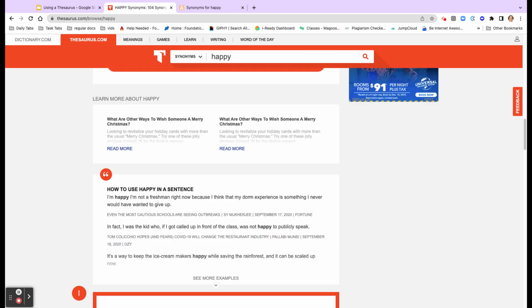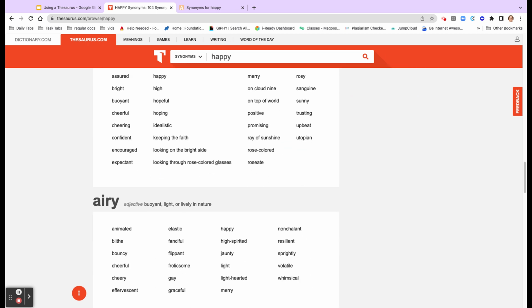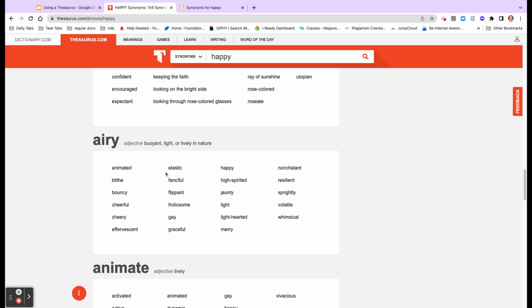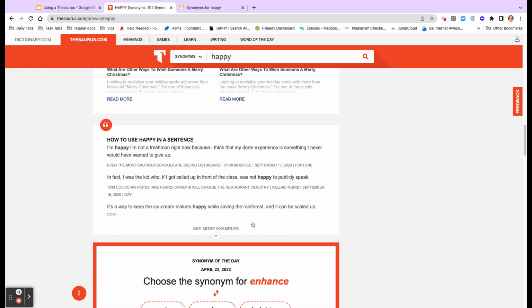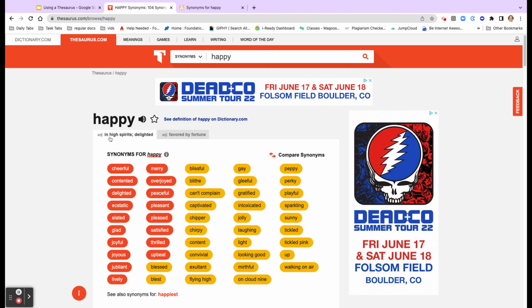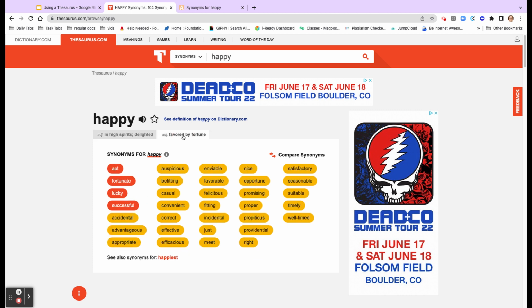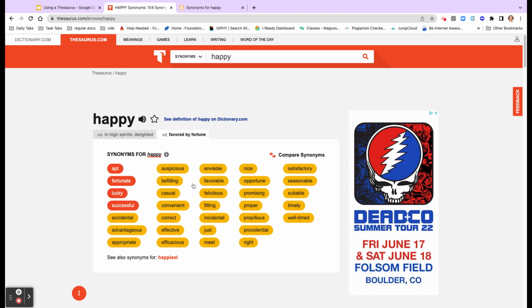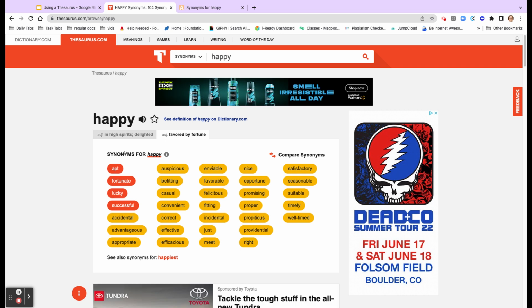And then of course you can scroll down and say, well, similar to airy, are there more? How are they related, and what's the next one over? But you'll see that this one means in high spirits or delighted, like I'm happy to go to the party. Whereas this one, favored by fortune, is like it was a happy accident, a fortunate accident. It was a lucky thing. So you wouldn't necessarily say he was successful to go to the party.